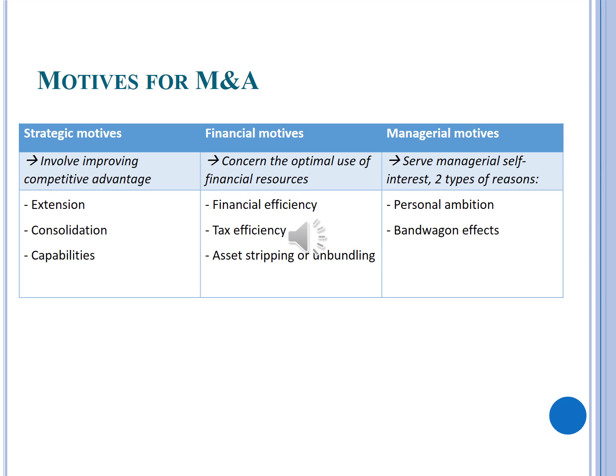Then coming to the financial motives. Financial motives concern the optimal use of financial resources rather than directly improving the actual business. There are three main financial motives, as you can see as well. Financial efficiency, then tax efficiency, and lastly, asset stripping or unbundling.